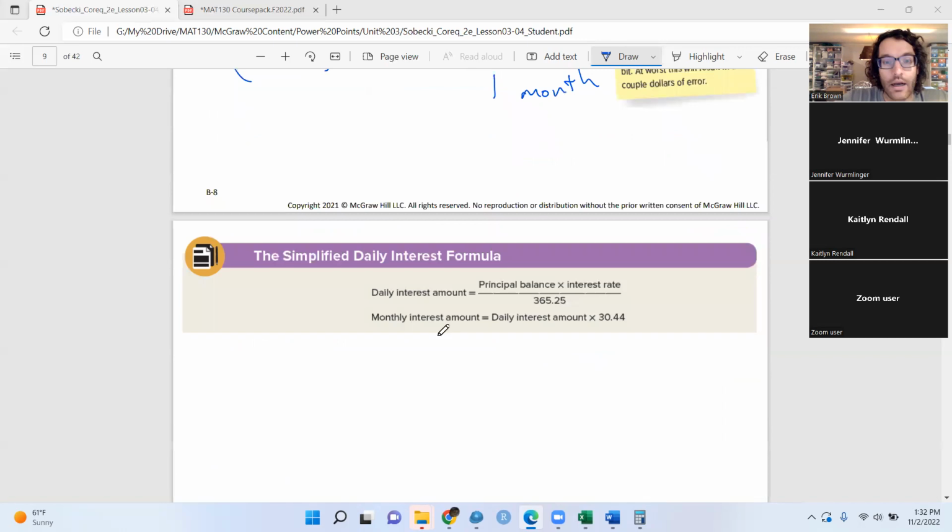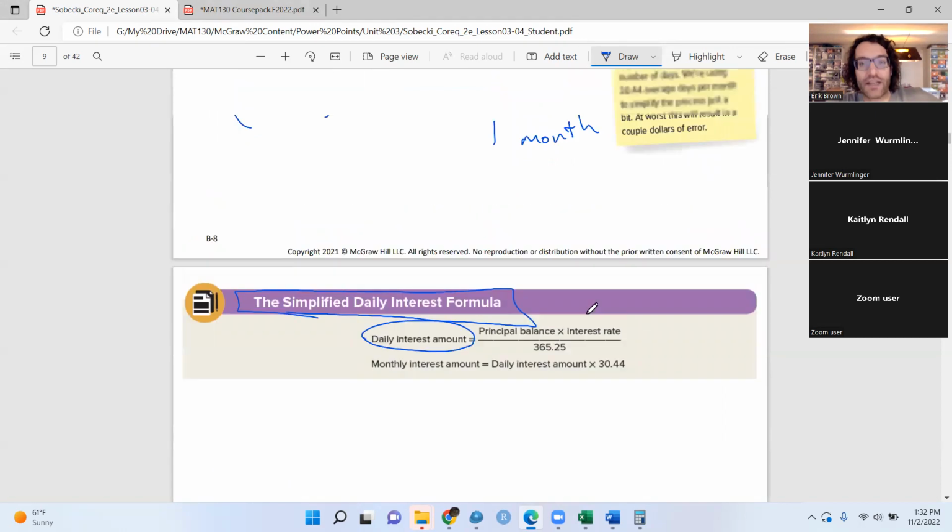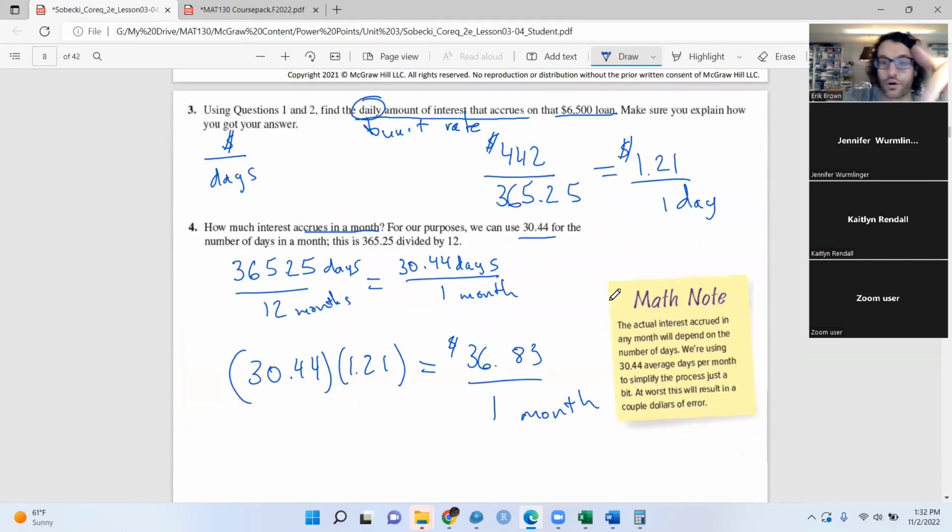Okay, so this is a simplified daily interest formula used for these types of calculations. We just do the principal times the interest rate, divided by the days in a year. And then if we want the monthly interest amount, we do the daily interest, so this answer, times 30.44. And that's how we get the different charges. It's two different ways to look at it.